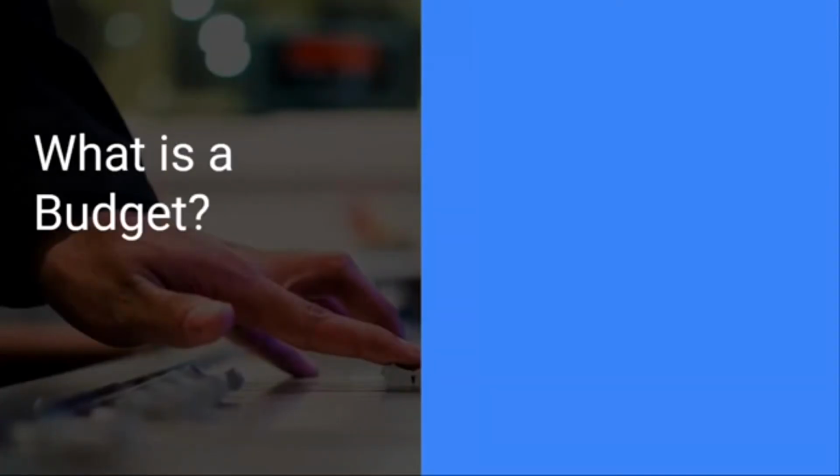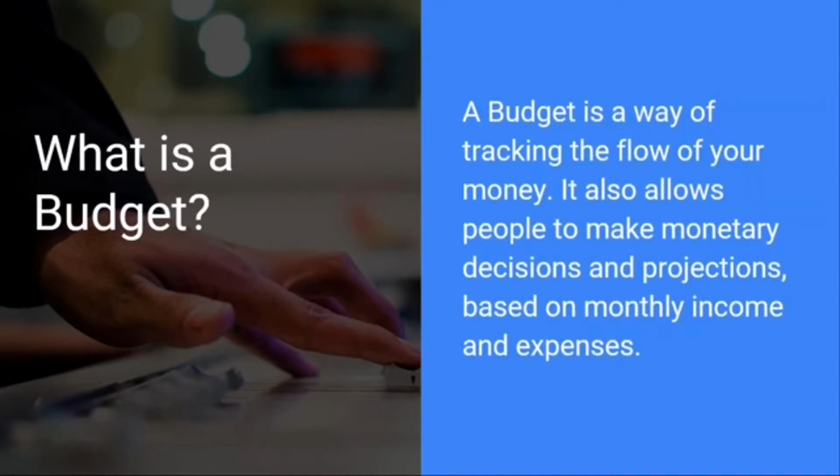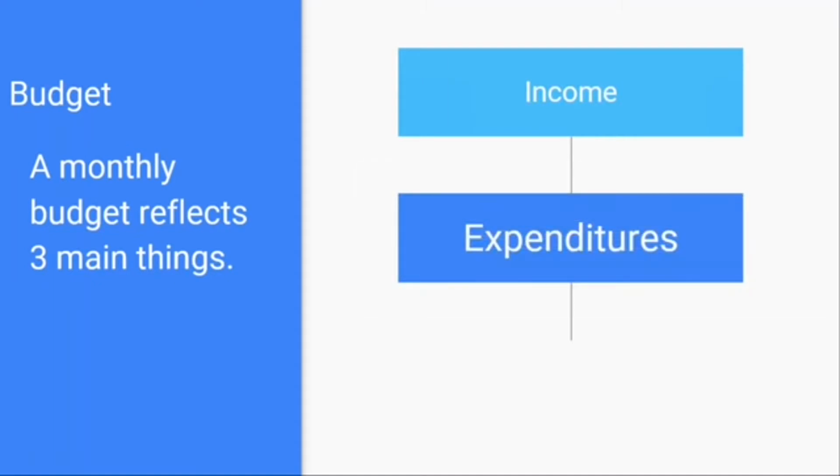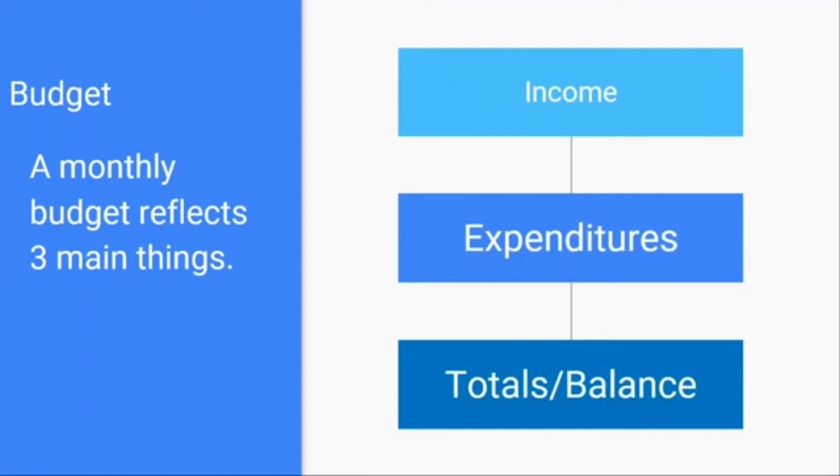So let's get started. The first thing we need to consider is, what is a budget? A budget is a way of tracking the flow of your money. It also allows people to make monetary decisions and projections based on monthly income and expenses. A budget consists of three main things: income, expenditures, and totals and balances.